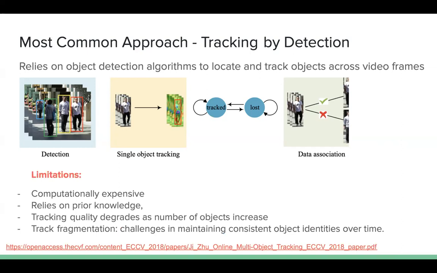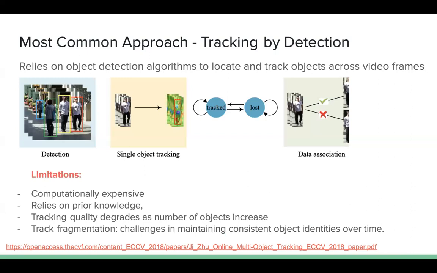Moreover, there are many challenges in maintaining consistent object identities over time, especially if there are occlusions. That means if one object is hidden behind another one, it makes it much harder in a complicated scene like that for tracking by detection methods to work.